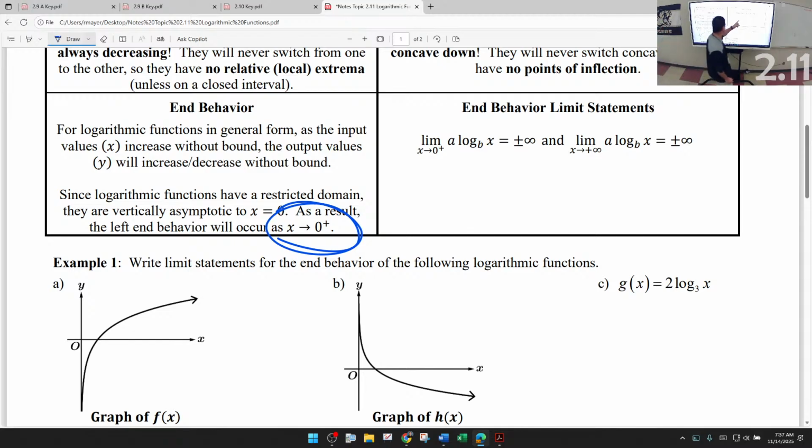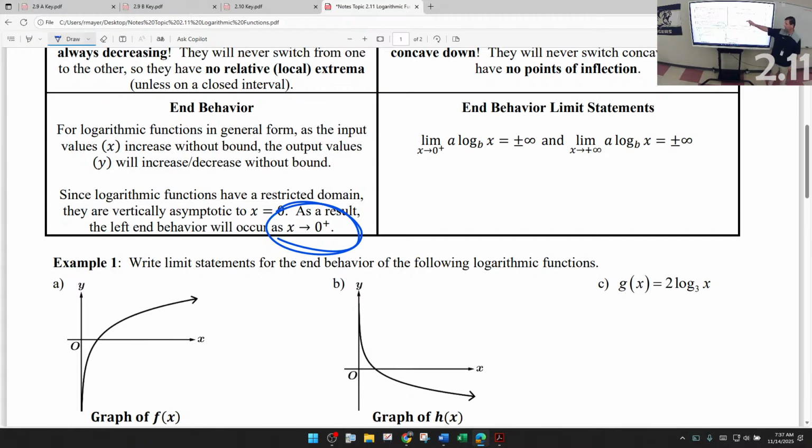End behavior limits. The limit as x approaches zero from the positive side will be either positive infinity or negative infinity, depending on if it's that growth or that decay. And then the limit as x approaches positive infinity, that's the right end, will also approach either positive infinity or negative infinity, depending on if it's a growth or decay.